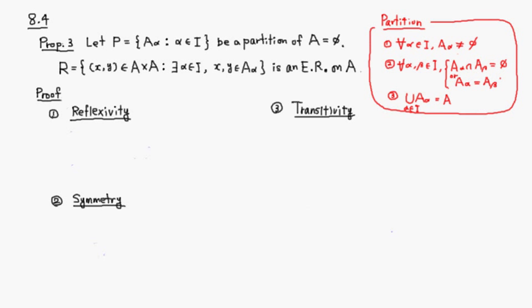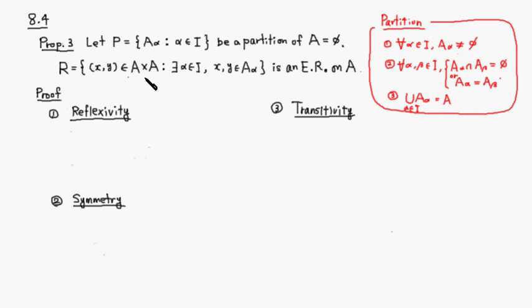Okay, let's look at 8.4, property number 3. Let P, which is just a collection of sets A sub alpha, be a partition of A. A is just a non-empty set. Then we define a relation on A: we say X is related to Y if there exists a set in the partition that includes X and Y. So if there's a set that contains both, then we say these two are related.